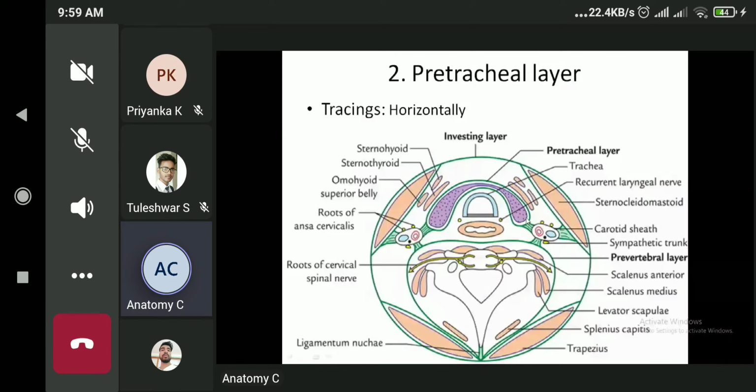Once again, I repeat, it begins from the deeper aspect of the sternocleidomastoid muscle. It forms the anterior wall of the carotid sheath. Then medially it splits to enclose the thyroid gland, and in the anterior midline, it continues with its opposite side. So this is the pretracheal fascia.